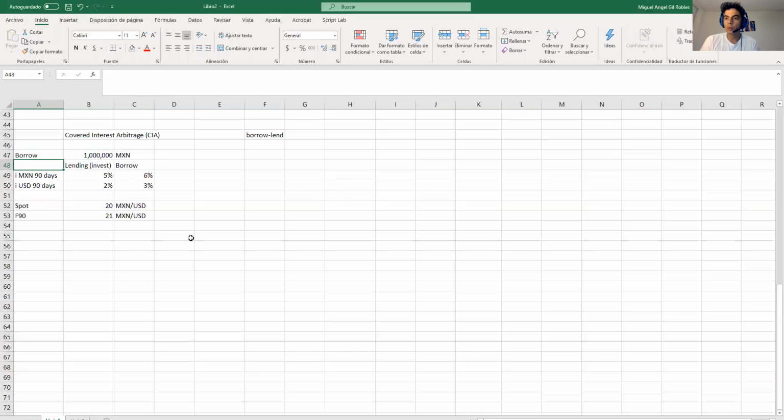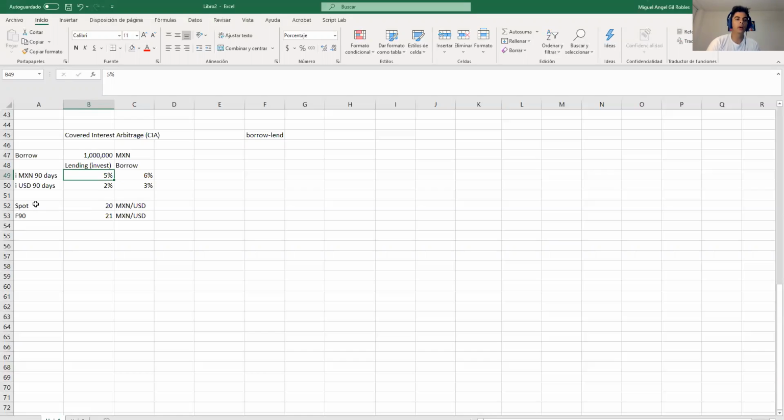Instead of having the pesos, we can borrow 1,000,000 pesos. If you borrow money, it's different than if you invest the money. So that's why we have two different rates, one for borrowing the money and the other one for investing or lending the money to the bank. So we have to be careful when we do this strategy. This is another complication that we are going to face. So let's solve this issue.